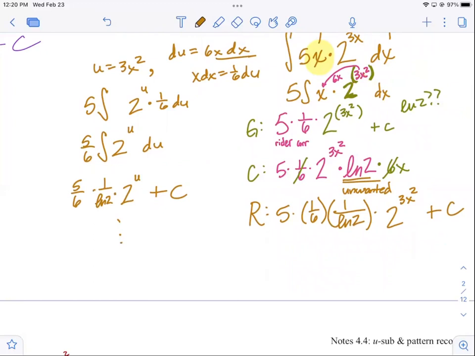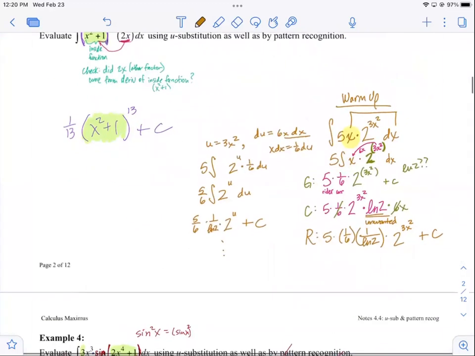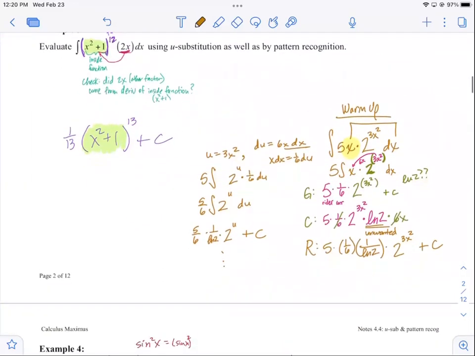All right, so good little warm up with an exponential that's not base e. Okay, questions on that one?